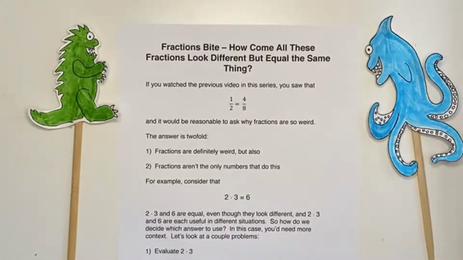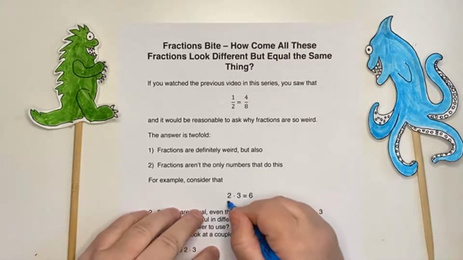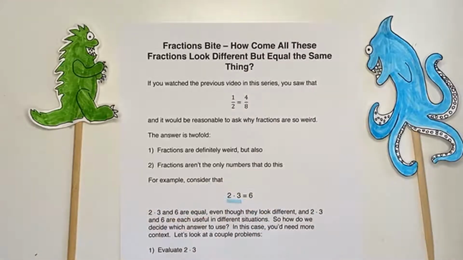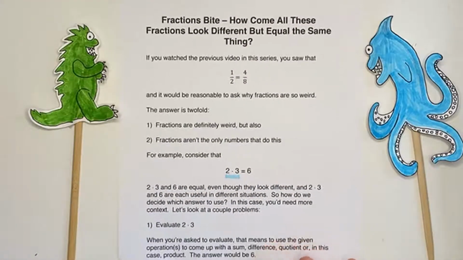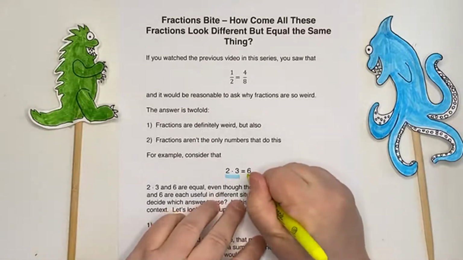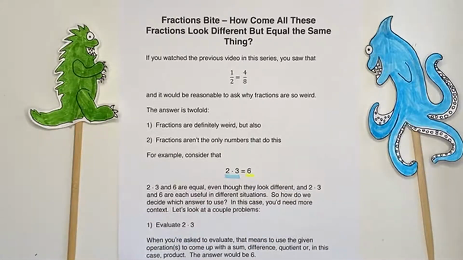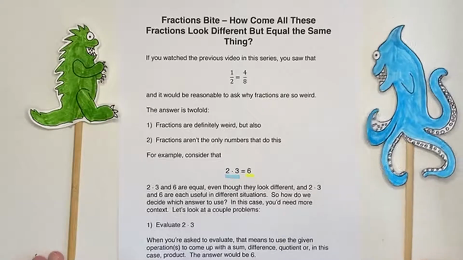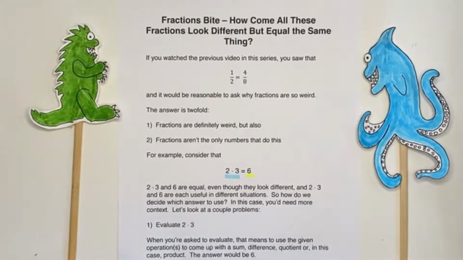2 times 3 is an expression. It's a product. And 6 is technically the result of taking that product. 6 can also be referred to as the product of 2 times 3. And it is also a number. It's a particular kind of number. I mean, it's a natural number. It's an integer. It's a rational number. It's even a real number. It falls into a lot of categories. So there are a lot of ways we can talk about 6.